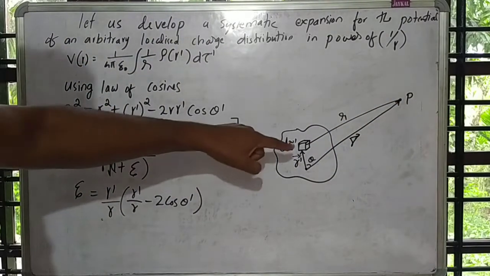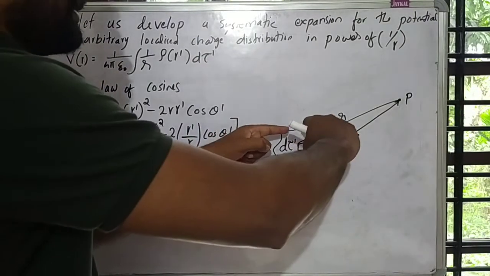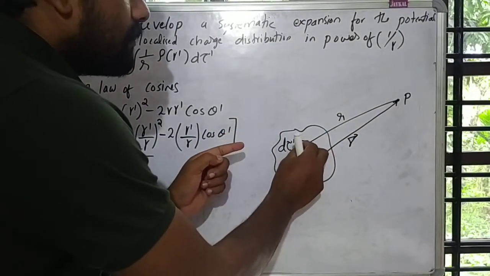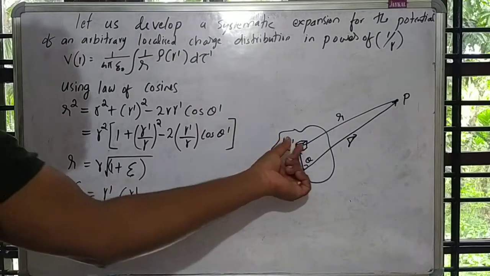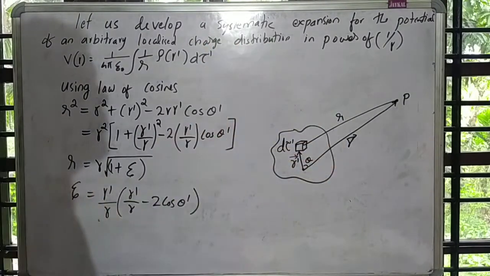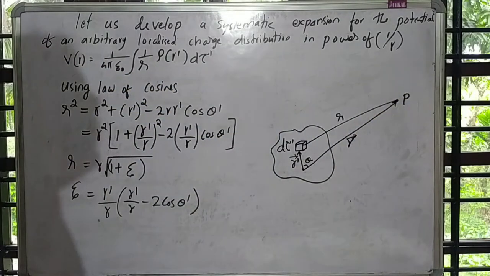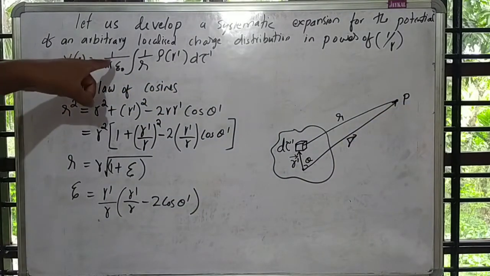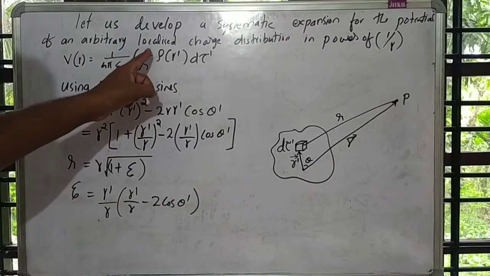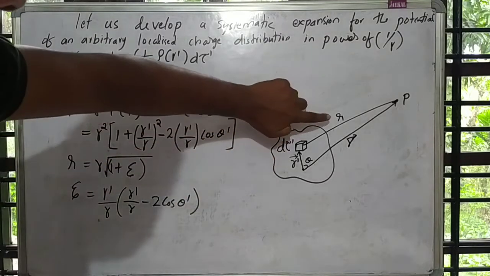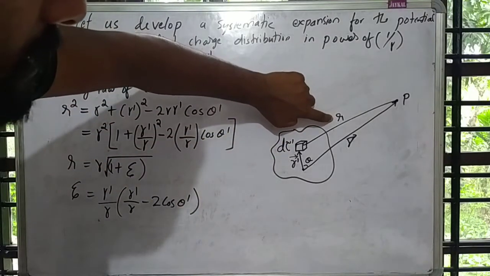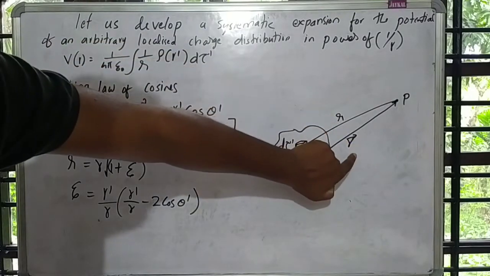we need to add the potential due to all of the small volume charge distributions, and we need to add up to get the total potential at this point P. V of R is equal to 1 over 4 pi epsilon 0 1 over R. We need to look at this vector R here.